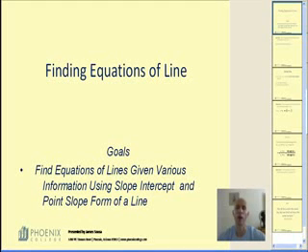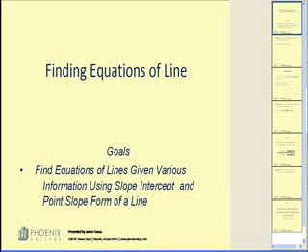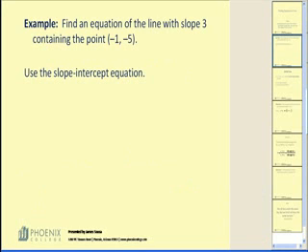Finding equations of lines. Our goal today is to find equations of lines given various information about the lines, and we will be using both slope-intercept form and point-slope form of a line. Find an equation of a line with slope 3 containing the point -1, -5.